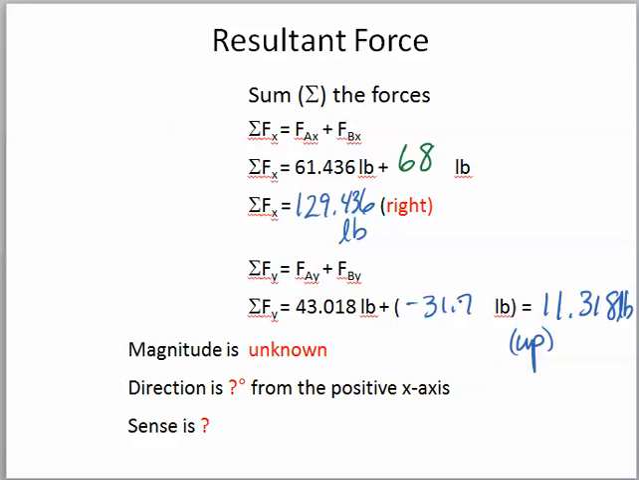If we take these two people, one was pulling down and one was pulling up, and their forces in the y direction are going to cancel each other out to an extent. You're going to get 11.318 pounds net force in the upwards direction.